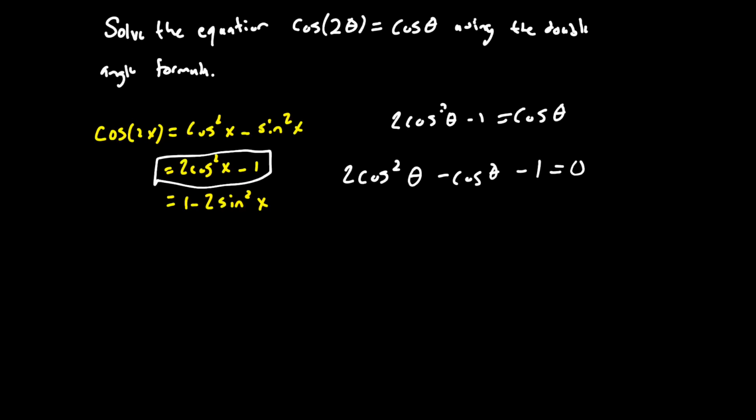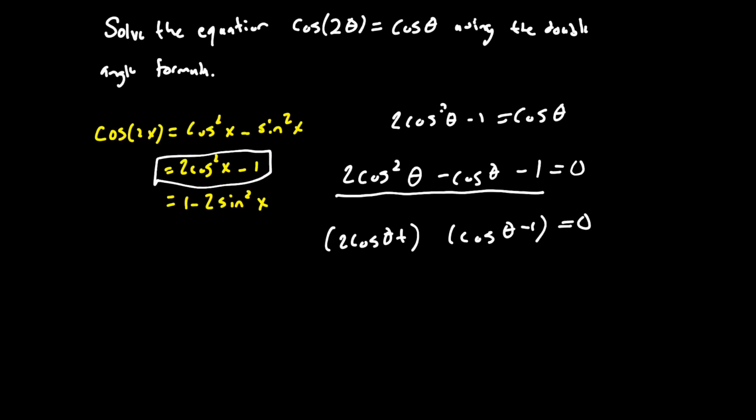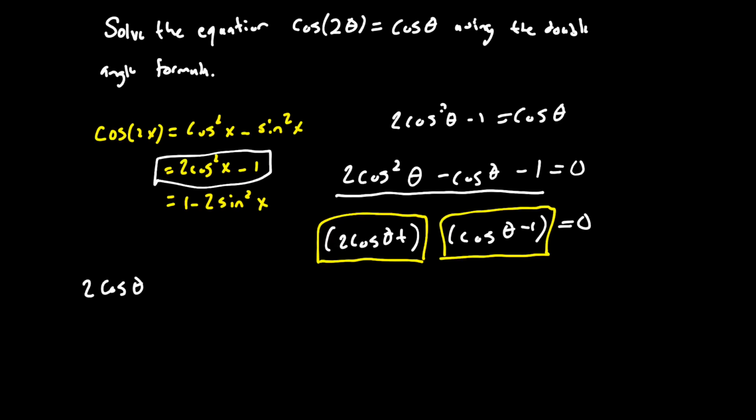And again, we see that this is in the form of a polynomial. So let's go ahead and factor this. Factoring this out, we get 2 cosine theta plus 1 times cosine theta minus 1 is still equal to 0. And now we have two separate trig equations to solve. We'll go ahead and do this one at a time. So 2 cosine theta plus 1 is equal to 0 can be rewritten to say cosine of theta is equal to negative 1/2.